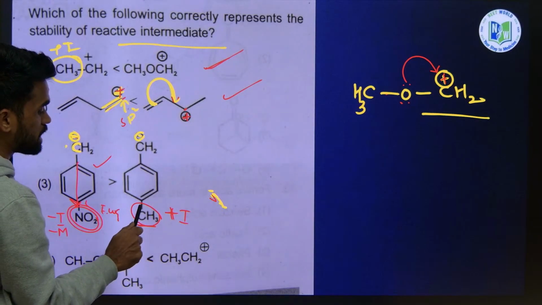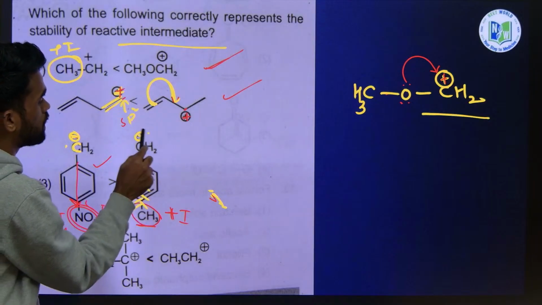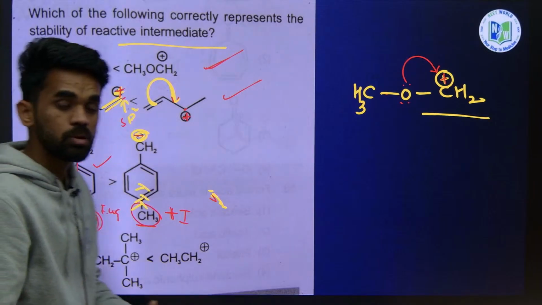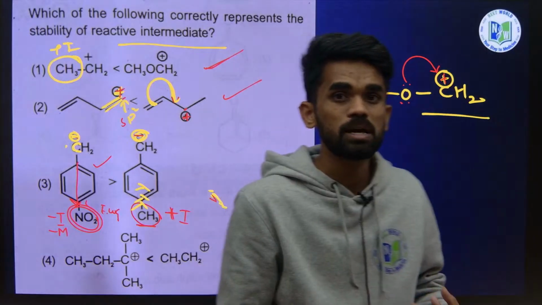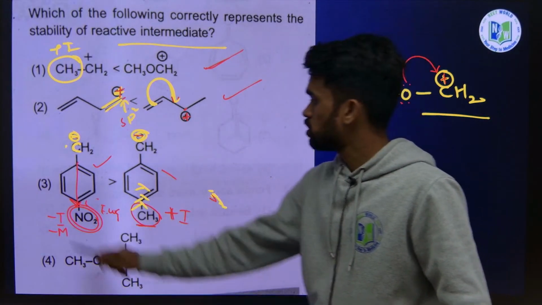So what do these plus I groups do? They release electrons into the system. It already has a negative charge, and this alkyl group is a releasing group. Now what happens? It destabilizes the system. So it is less stable when I compare with this. So this is also correct.